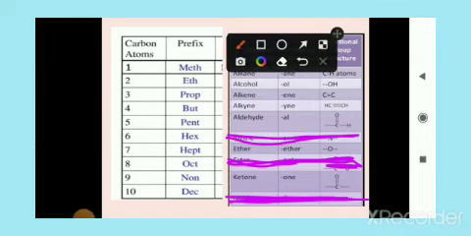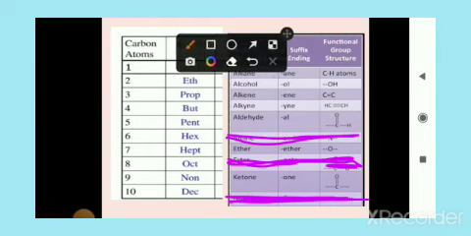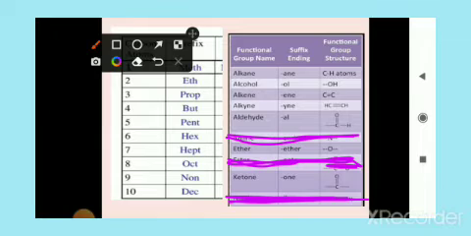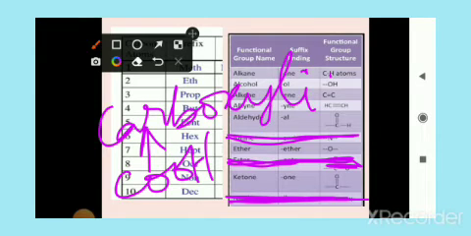So what are the things we are going to learn here? That is alkane, alcohol, alkene, alkyne, aldehyde, ether and ketones. One more thing is missed out here, that is the COOH group, the carboxylic group. So this also is one of the important things.